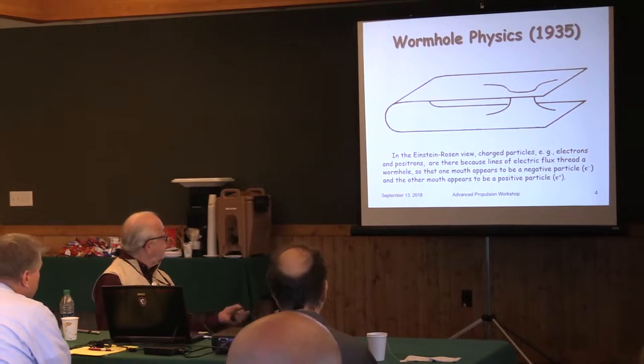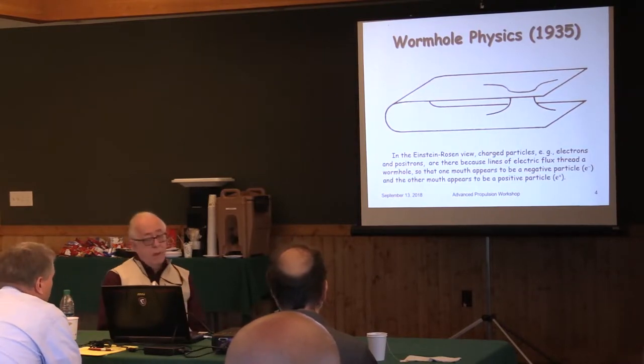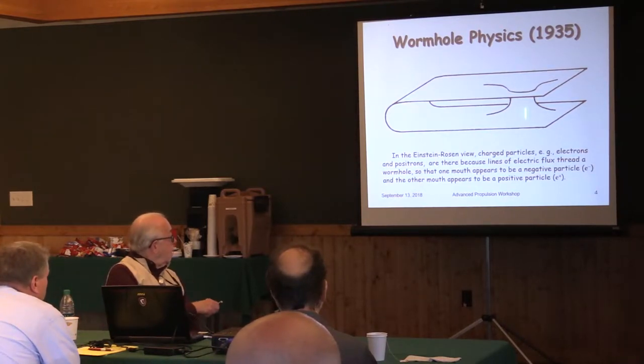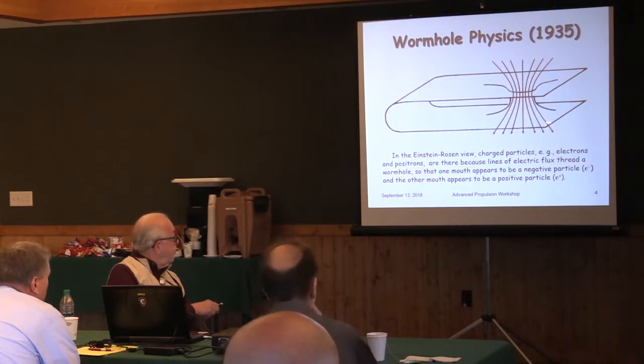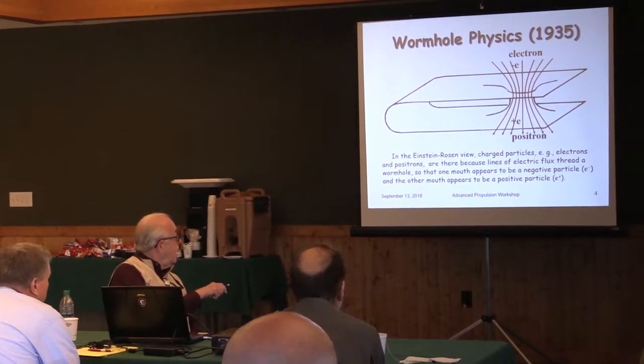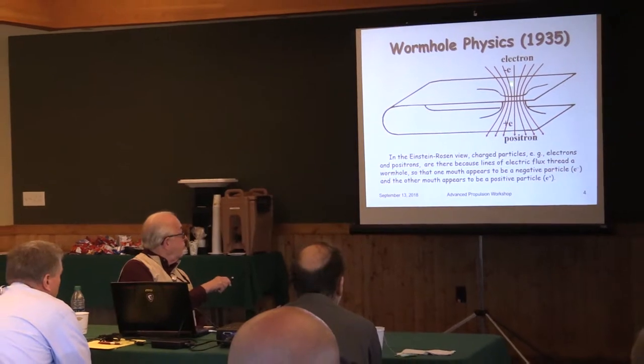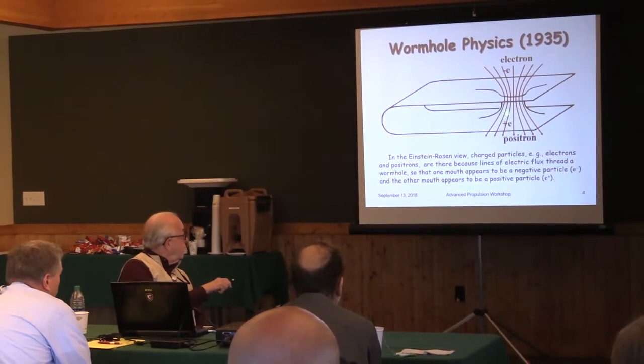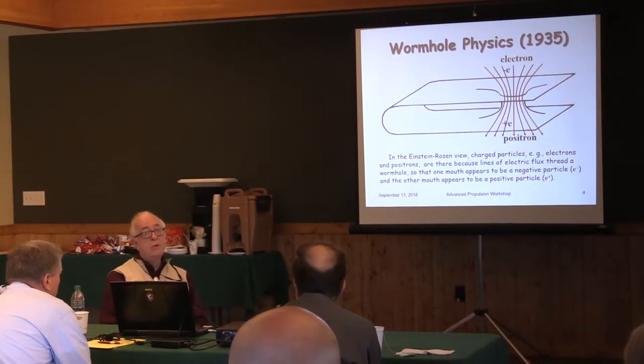The basic idea, as I said, is that you have a wormhole connecting two regions of space. You have electric flux going through them. Here you see the electric lines of flux going in and ending on the object here, and that represents a negative charge. Here you see the lines of flux coming out of the object, and that represents a positive charge. And so they said that's what electrons and positrons are.